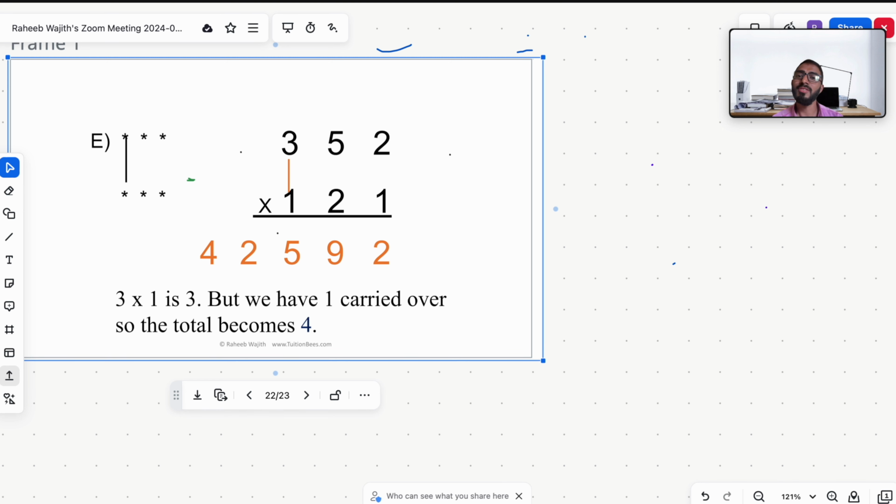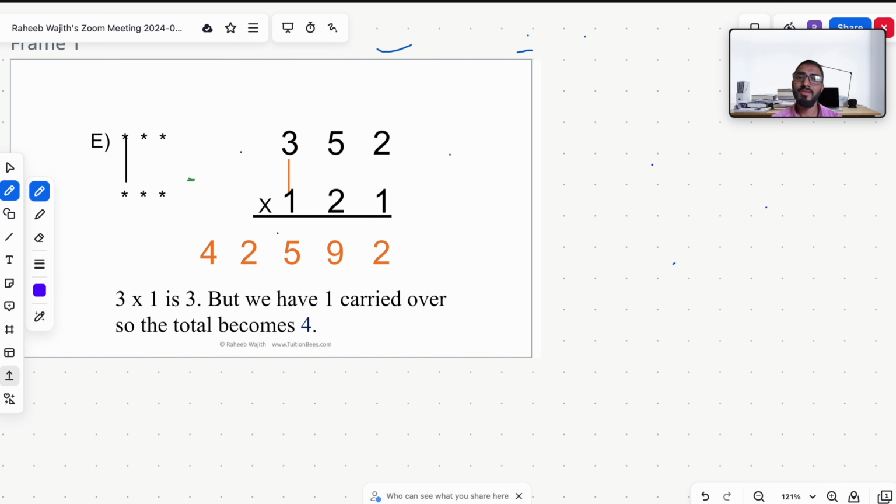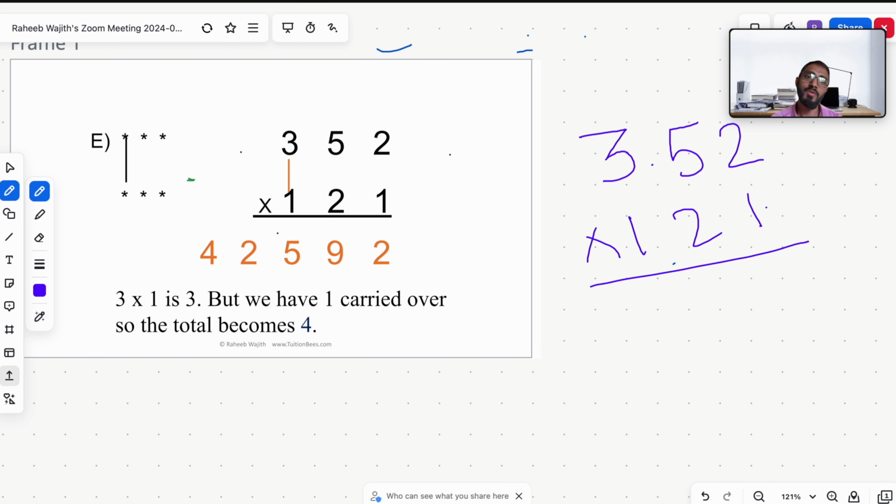So in this particular sum, 352 into 121, we will do it here. 352 multiplied by 121. So here we are having how many steps? There are 6 digits. So the number of steps will be what? 5. It is nothing but I, as I said, a big capital X, another small x.